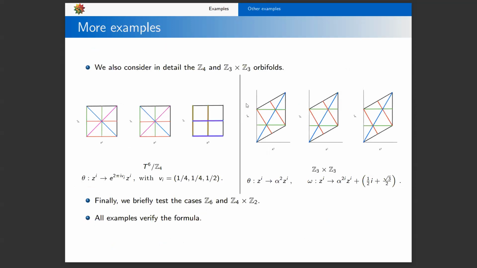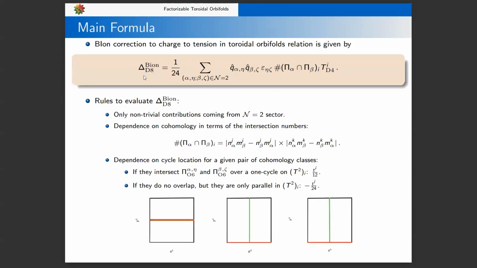We move on and consider other kinds of toroidal orbifolds. We mainly focus on Z4 and Z3. The distribution of the orientifold planes changes, as we can see in these pictures. We start describing the different orientifold planes along each two torus that is factorized. But for example, for the Z4, we are able to recover again examples that are in tension with the weak gravity conjecture in a similar way to the Z2. We briefly overview the cases of the Z6 and Z4 times Z2 orbifolds. And we also see that in all the examples we can find, they verify this formula.